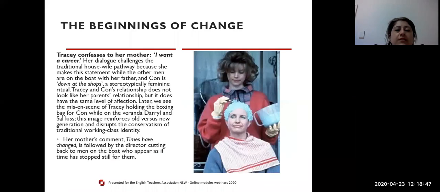But in this conversation, this is the cut where we see the fishing, then we cut to this particular film still here. We start to see a disruption to the identity of the female because Tracey confesses that she's delaying having children, she wants a career. And we start to see the emergence of a new Australia through Tracey. And the other thing we start, very importantly, to notice is that Con is down at the shops, a stereotypically female ritual. So Tracey and Con's relationship is quite synonymous with an emerging Australia. Whereas Dale and Darryl have the traditional masculine relationship there.